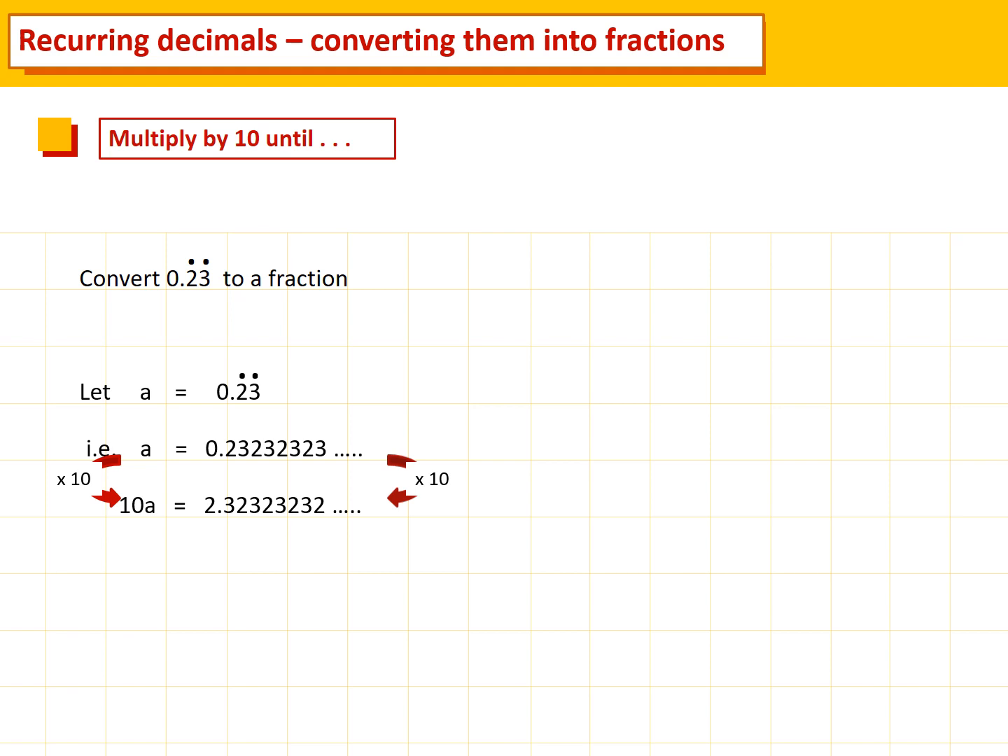In the first decimal part we've got 232323. In the second decimal part we've got 323232. So we just multiply by 10 again.